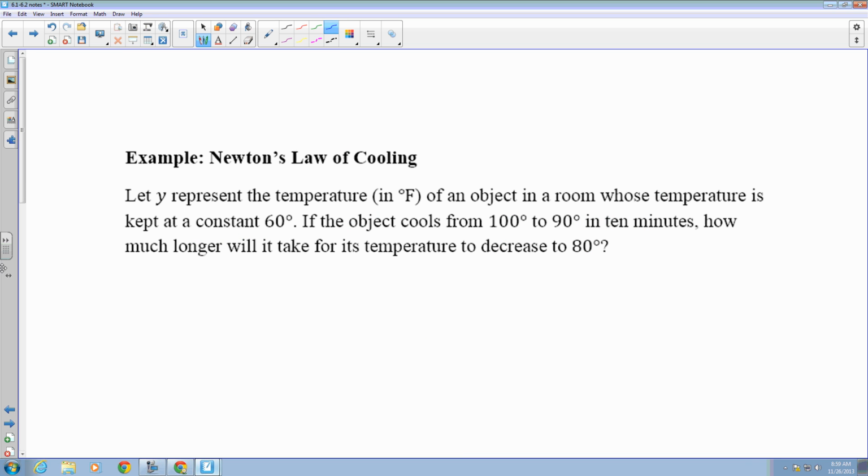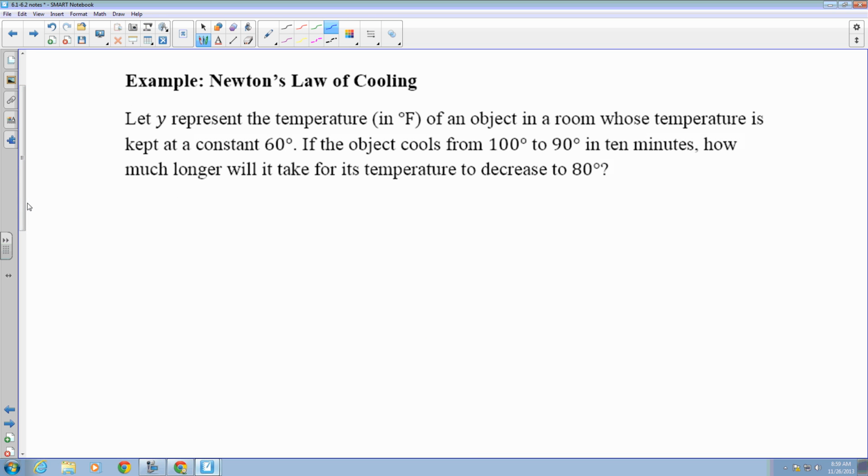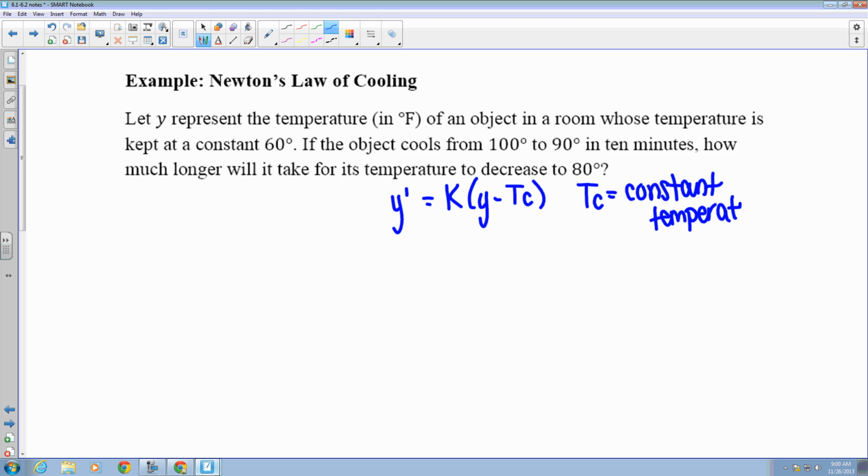Okay, then we have one more problem. This is on Newton's law of cooling. So Newton's law of cooling is that y prime is equal to k times (y minus Tc), where Tc is the constant temperature. So if we start at a constant of 60 degrees, y prime, of course, is dy/dx equals k times (y minus 60).